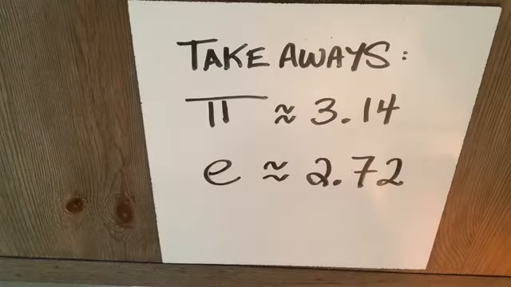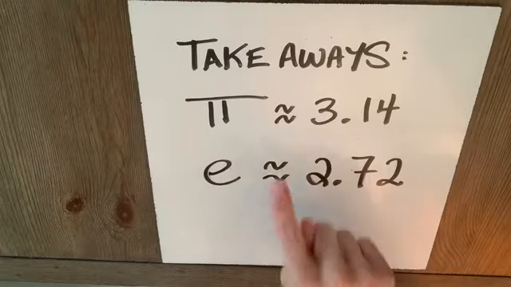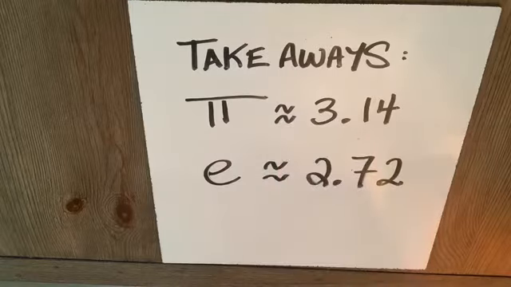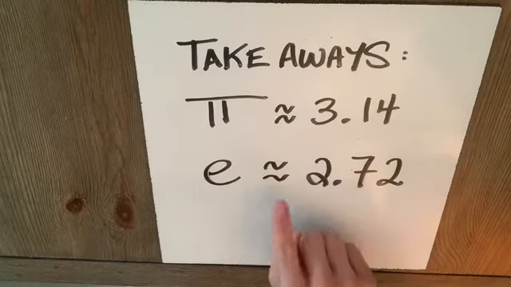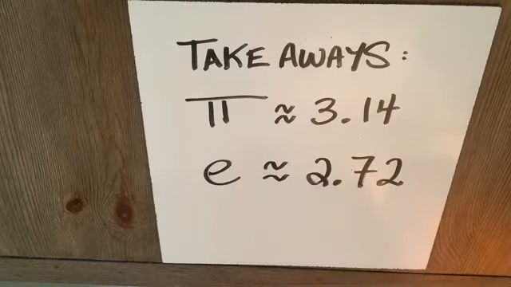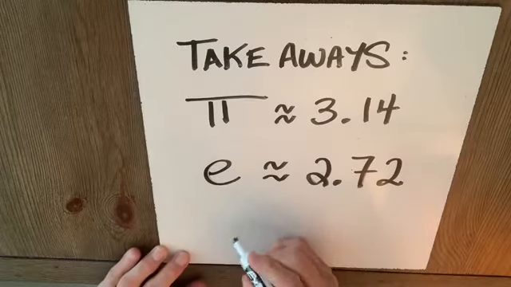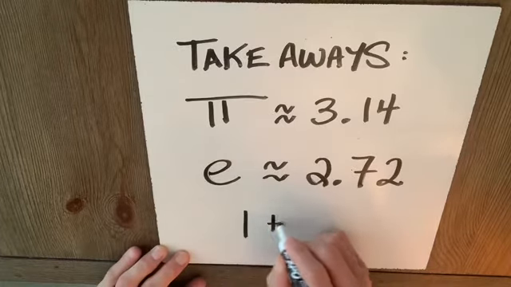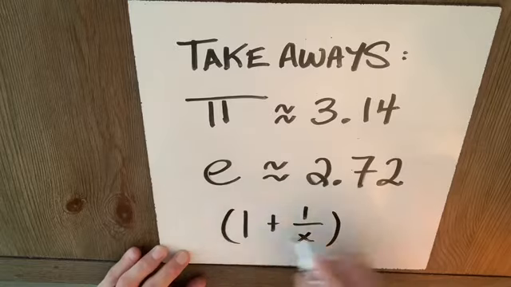Here are our big takeaways. There's probably more, but there's at least two irrational numbers, non-repeating, non-terminating decimals, that you should be familiar with. Pi is about 3.14, it's not exactly equal to that. And e, Euler's number, is about equal to 2.7. Remember that this is 1 plus 1 over x, to the x.